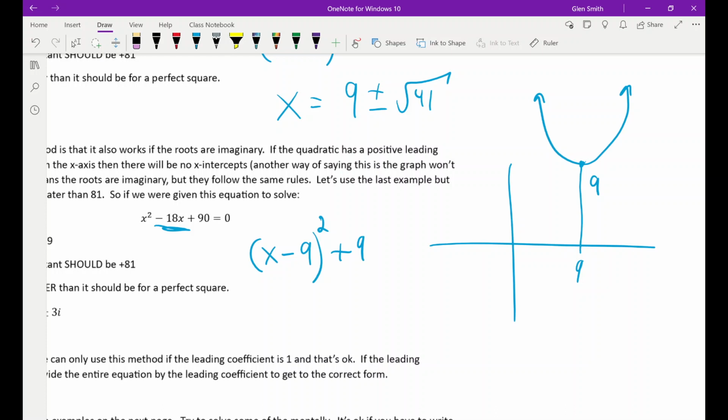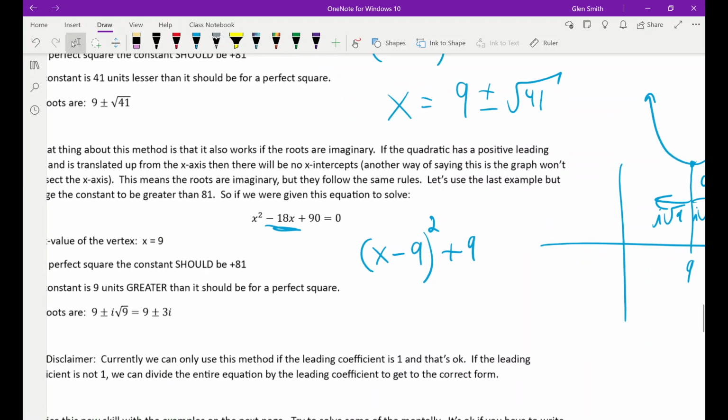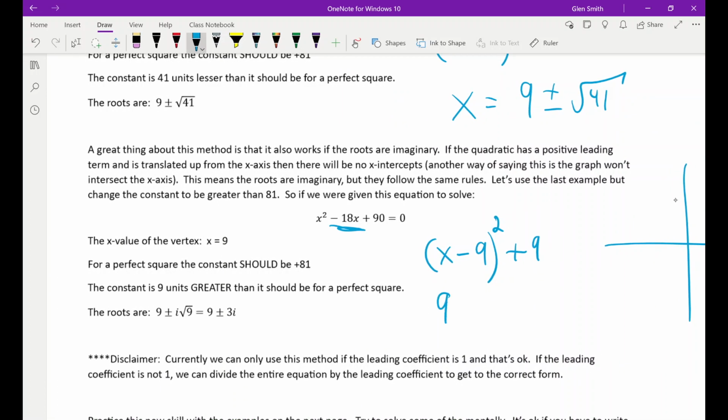So anyway, because this thing never hits the x-axis, the roots are imaginary, but since I moved it up 9, it's kind of weird. It's hard to graph this. The roots are still the square root of 9. They're just imaginary, so it's i root 9. All right, and that's what we get. We get 9 plus or minus i root 9. And because we can actually take the square root of 9, we should simplify that. So it's actually 3, so 3 times i.